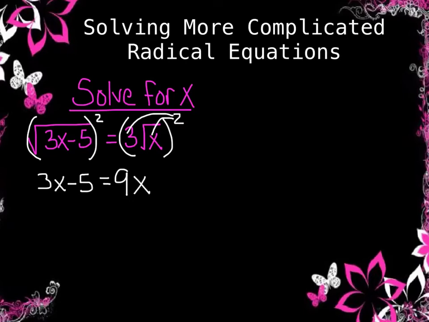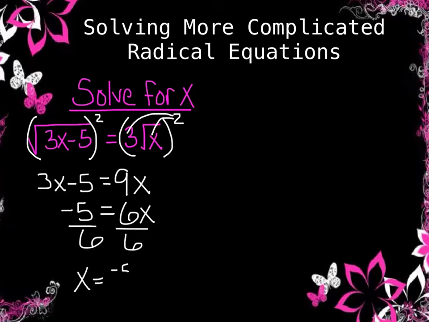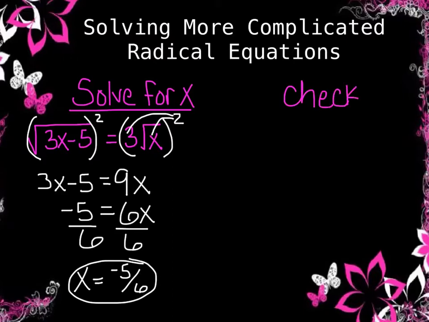So you see now that the radicals are gone, we can just take away 3x from both sides. Negative 5 equals 6x, and divide both sides by 6 to get x equals negative 5/6. And you must check it. You must check it. I guarantee you there's going to be some on the test where when you check it, something won't work.